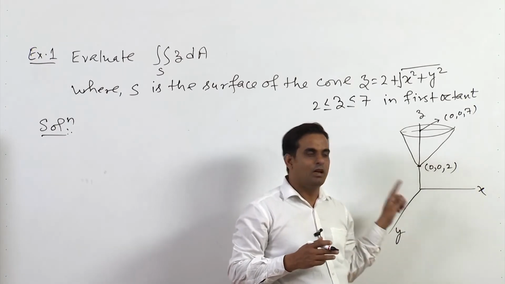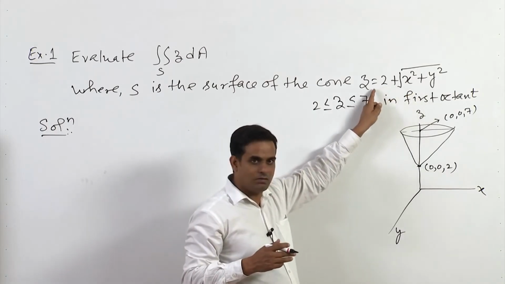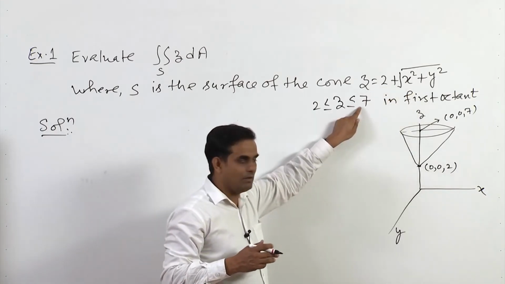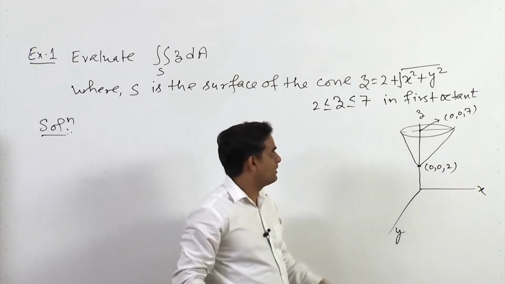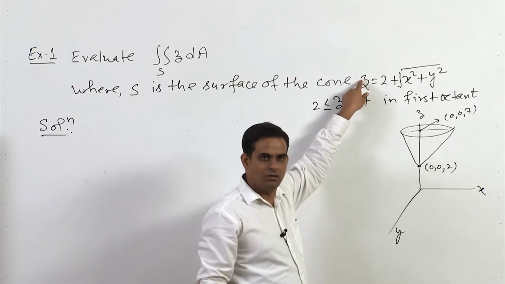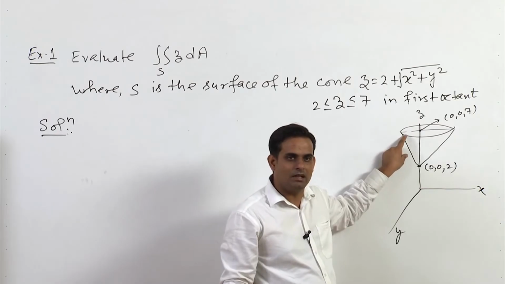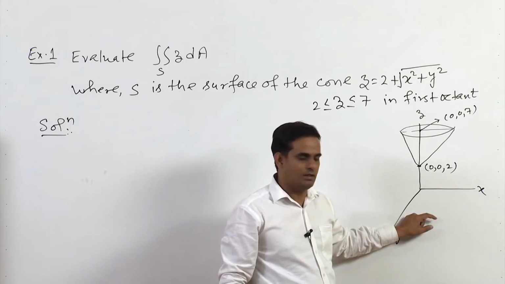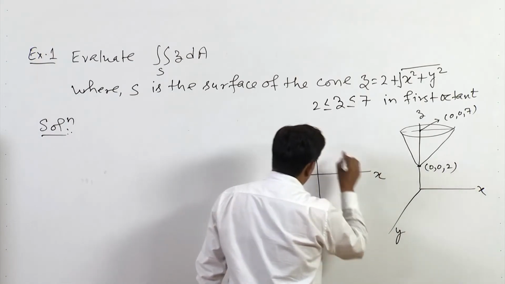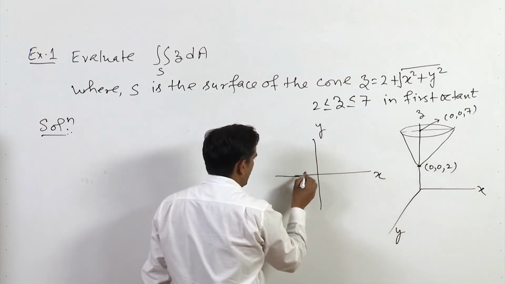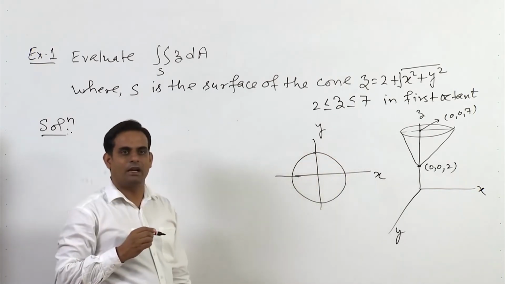the radius of this particular circle will be how much? It will be root of x square plus y square equals to z minus 2. So z is having maximum 7. So 7 minus 2 is 5. So x square plus y square equals to 25. So if I project this particular surface onto the xy plane, what I will get? I will get a circle of radius 5.